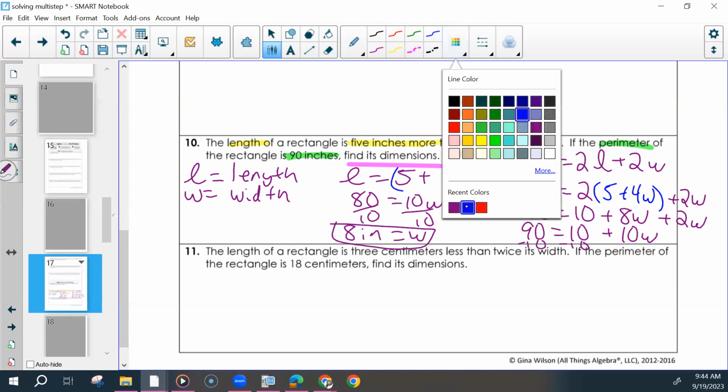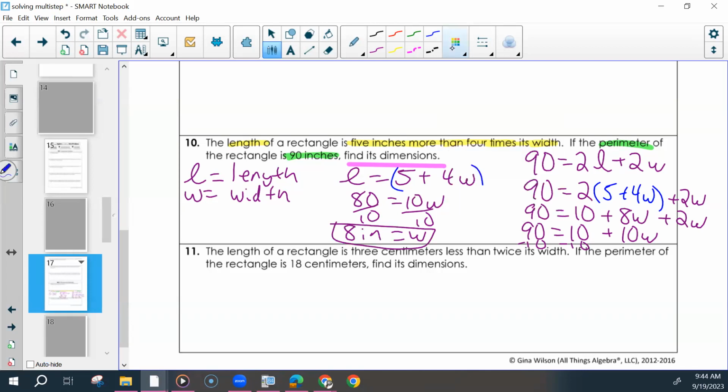Then we have to find our length. How would we do that? 5 inches more than 4 times. We're gonna put 8 back into W right here. Five plus 32, so length is 37. With any of these, the setup is really the same for every single problem.